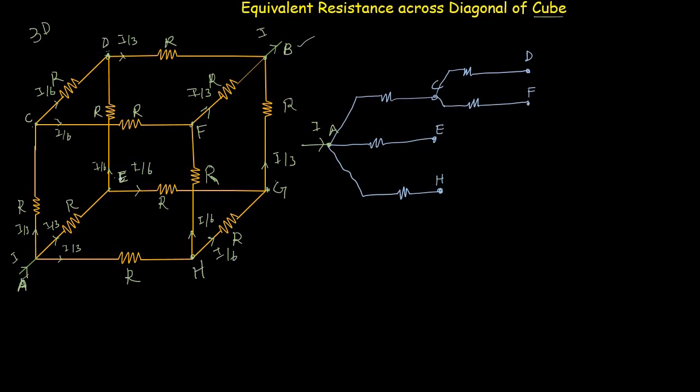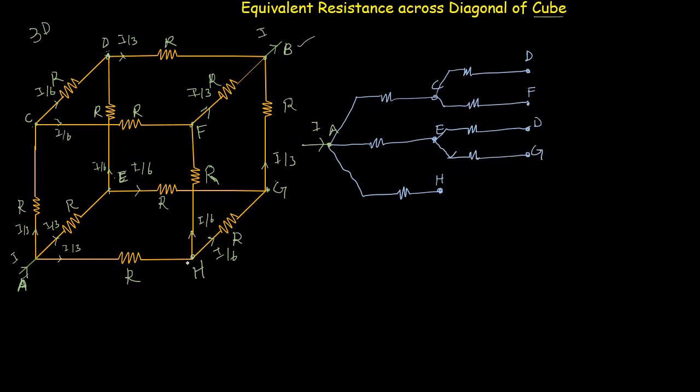Now at this point E, the current is again divided into two paths. The one path is from E to D and the other path is from E to G. The first path is from E towards D, and the second path is from E towards G.